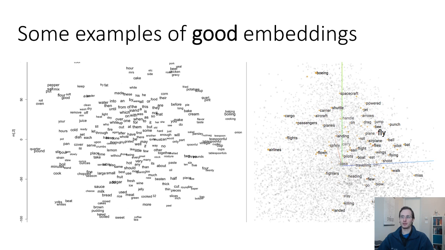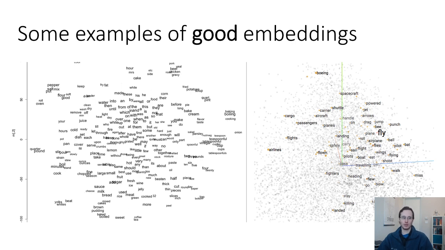If you go to the right, you can see words that correspond more to food items, so fat, cake, beef, veal, pork, gravy. You can see all the meat items are clustered in the top right there. So there's definite structure to this embedding.